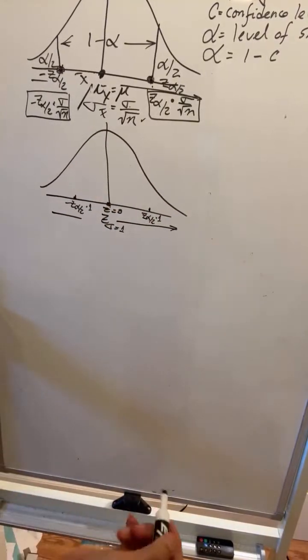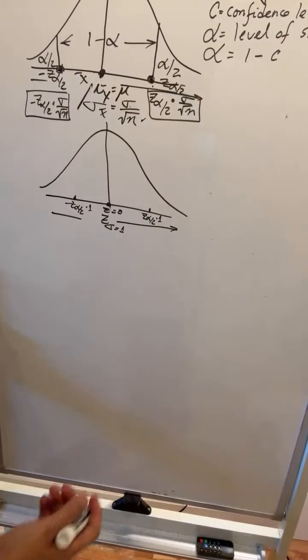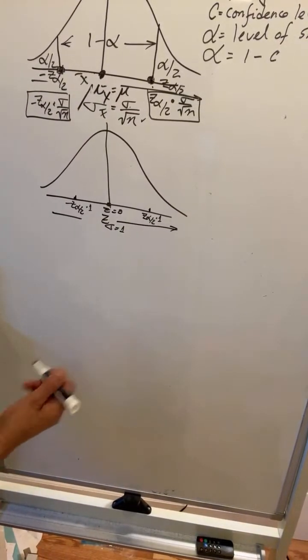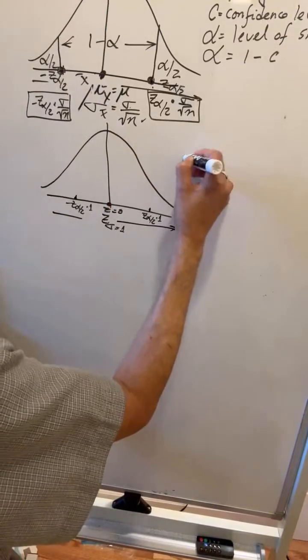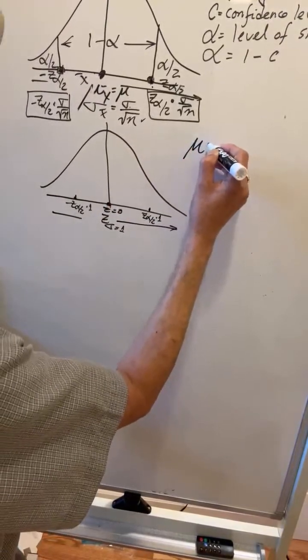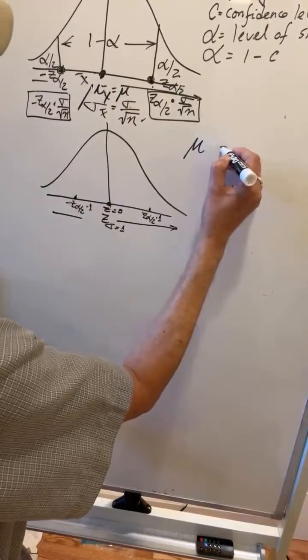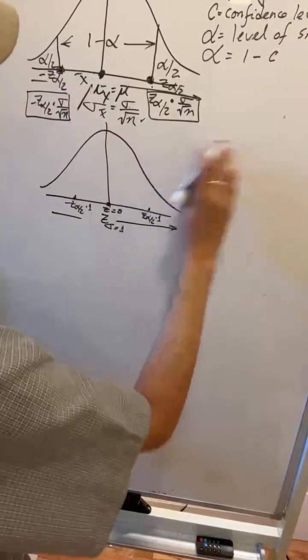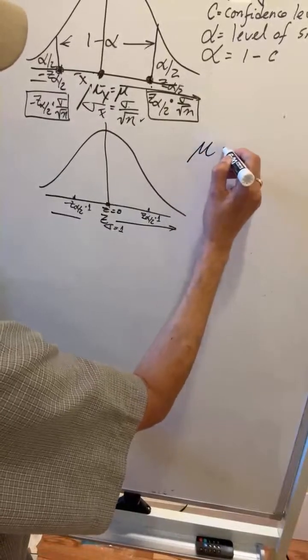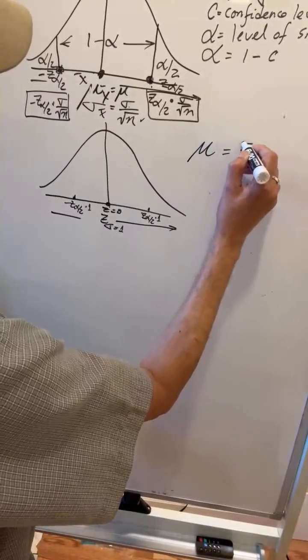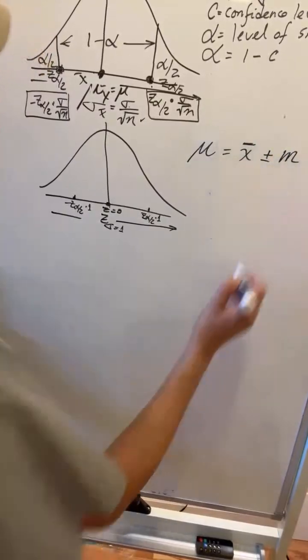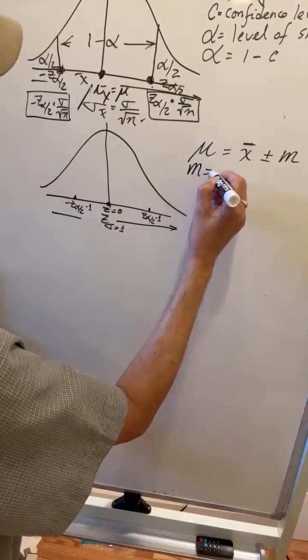So suppose I want to find the 95% confidence interval of the mean. This is written as mu is equal to x bar, the sample mean, plus or minus the margin of error. M is the margin of error.